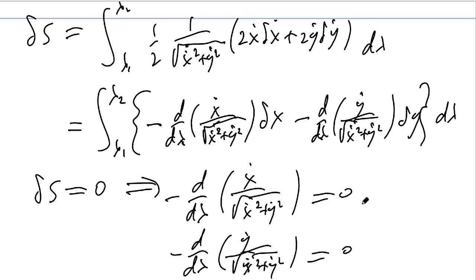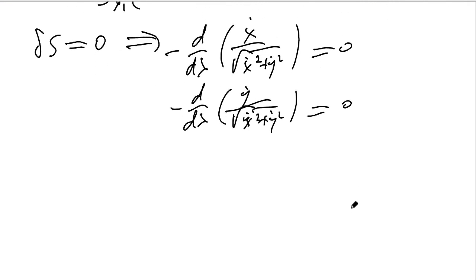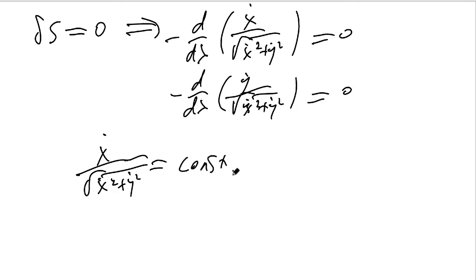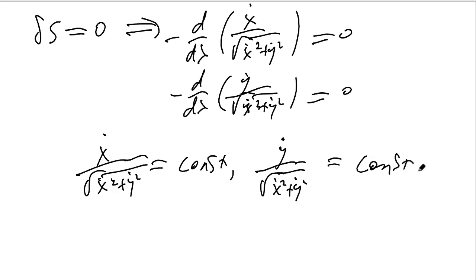And in this case, it's not too hard to solve these equations. This equation tells us that x dot divided by the square root of x dot squared plus y dot squared is equal to some constant. And this equation tells us that y dot divided by the square root of x dot squared plus y dot squared is equal to some constant. All right, if we take these two equations and divide them by one another, we find that y dot divided by x dot is equal to some constant.